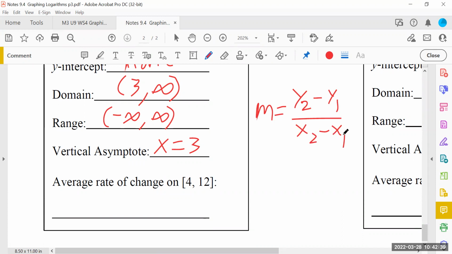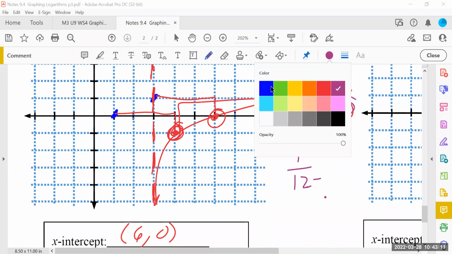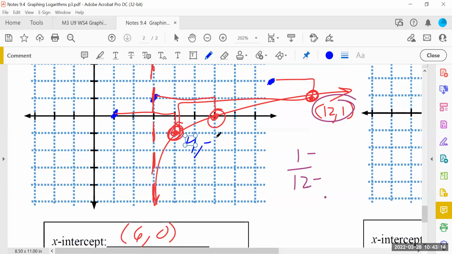So it wants the rate of change from 4 to 12. This is why I kept that point that was off the graph, because that's where I'm ending. I'm going from 4 right here, up and over to 12 over here. So I can use the formula, in some different colors here: 1 over 12 minus 4 over negative 1 would be this point over here, 4, negative 1. So minus negative 1 over 12 minus 4.